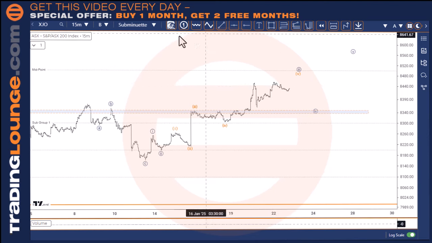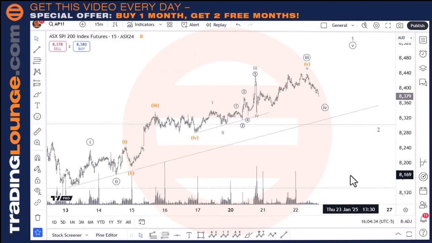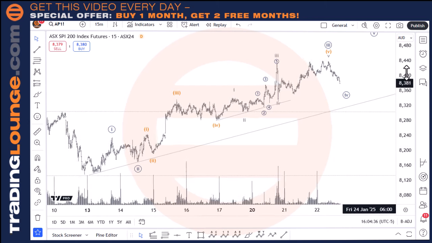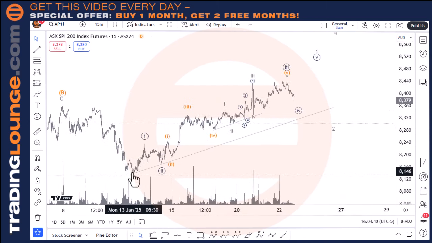What we can do now is just go to the futures market, and the futures market is here, and this is it. This is what I've got here in this count. Because obviously it's moved overnight, so we've got 1 and 2 here, and then 1, 2, 3, 4, and I've got 5 up here.